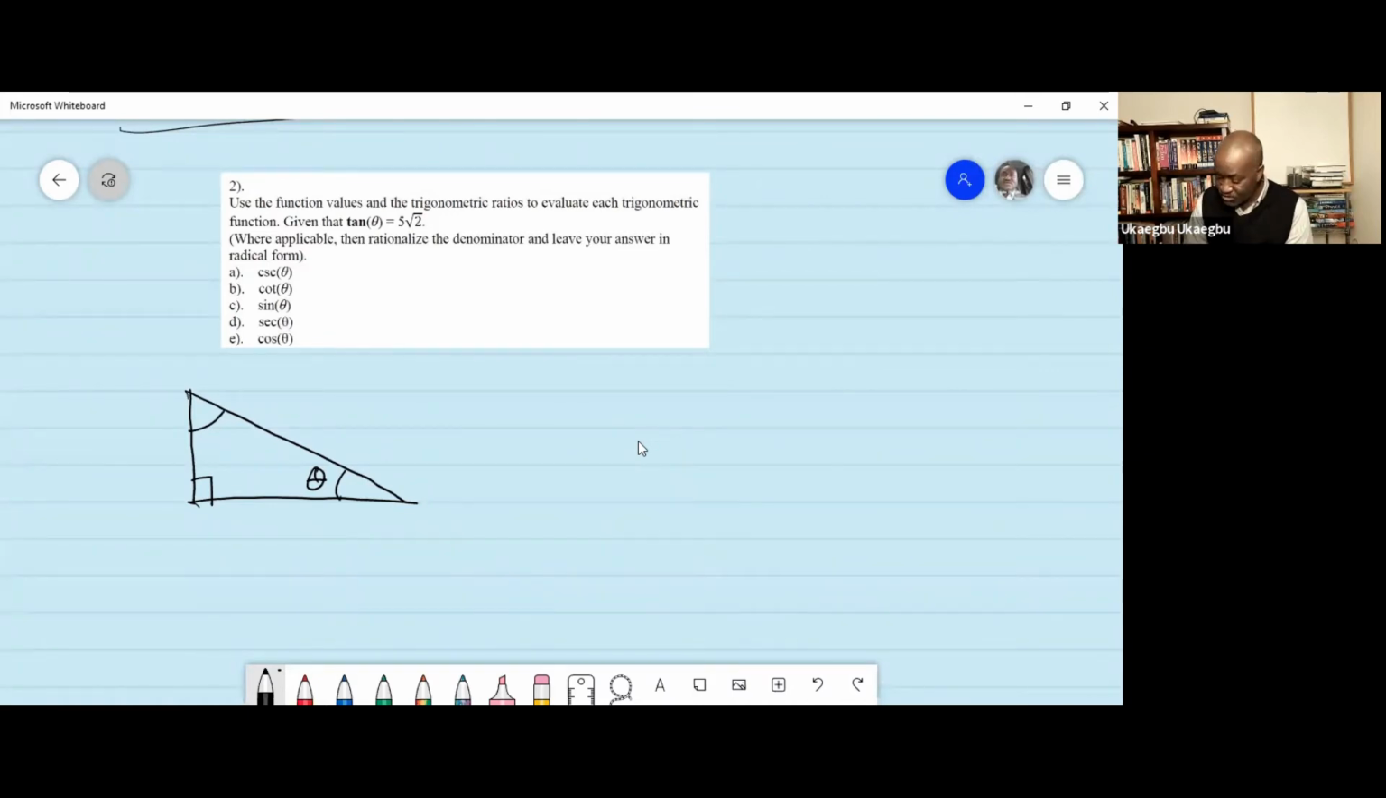So now, once you have chosen this side, the side that is facing it is the opposite. So here is the opposite. This side is the adjacent. This side is the hypotenuse. And then they said that tangent theta is equal to 5 root 2. So always start with your SOHCAHTOA, always.